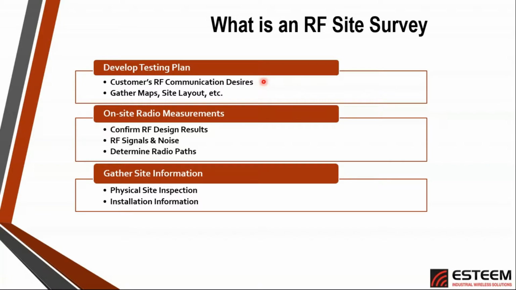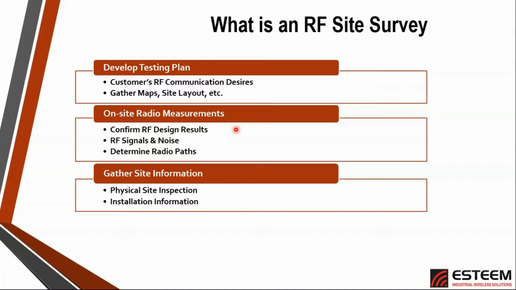So when we're developing this test plan, these are the elements that we look at when we do the RF math model portion of it. The next thing is we move on to the on-site radio measurement, because we're going to conduct the signal strength measurement from each one of these points. We're going to look for the background noise. We're going to finalize what our pathways are going to be.